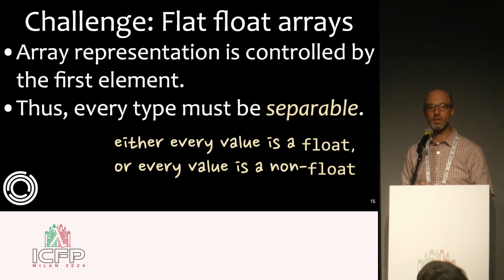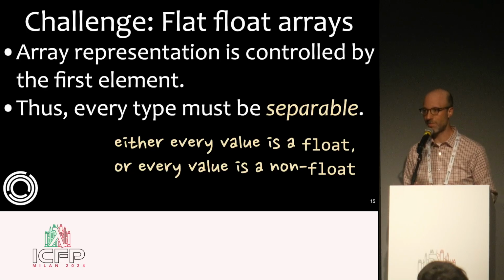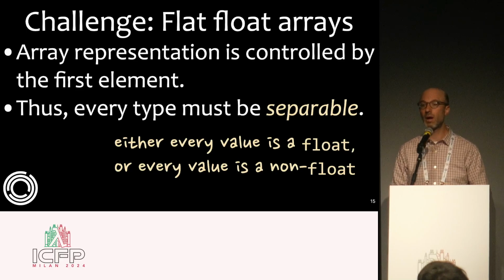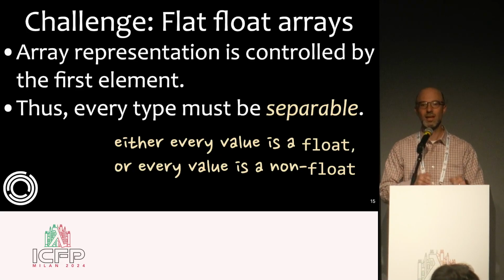So the separability property says that for a given type, every value is a float or every value is a non-float, which sounds like most types should just sort of have this property, but it turns out not every type has this property. So for example, OCaml allows unboxed existentials, and if you create an unboxed existential that just wraps up the existential variable, you'll get an error saying that this type is not separable because some values are floats and some values are not.